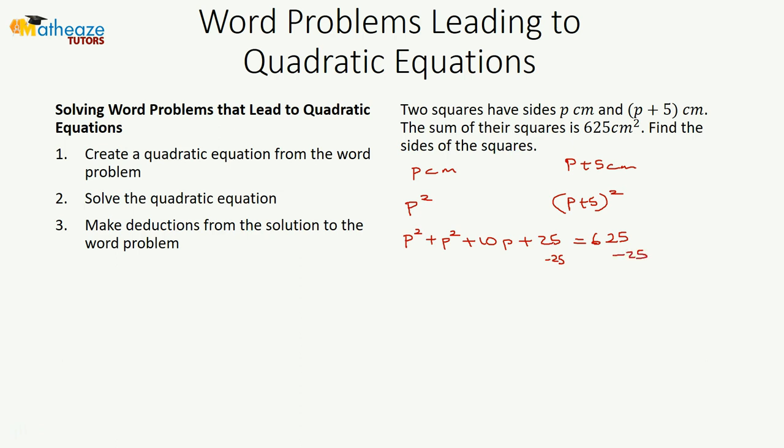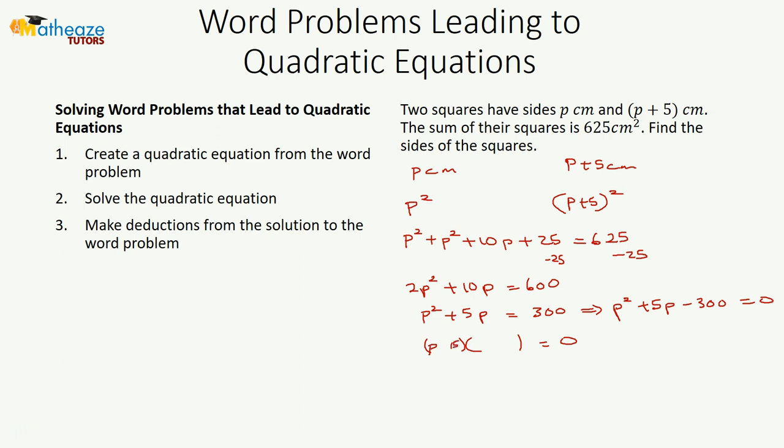Subtract 25 here. We have 2P squared plus 10P equal to 600, and we can divide through by 2. So we have P squared plus 5P equal to 300, and we write it as a quadratic equation. We have P squared plus 5P minus 300 equal to 0. Let's factor this. We have a positive sum and a negative product, so the positive sign is going to be on the greater number. So we have P and 15 here, P and 20. So we have this right here.